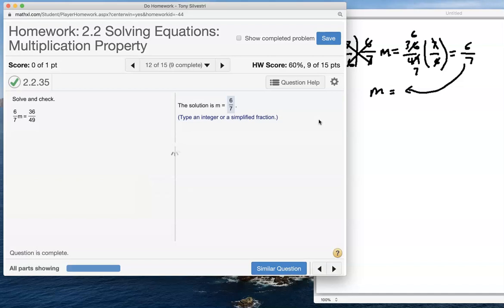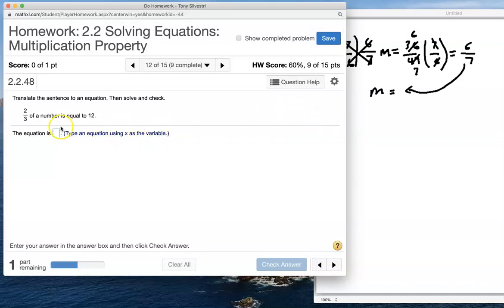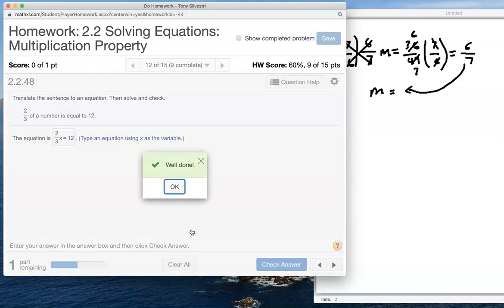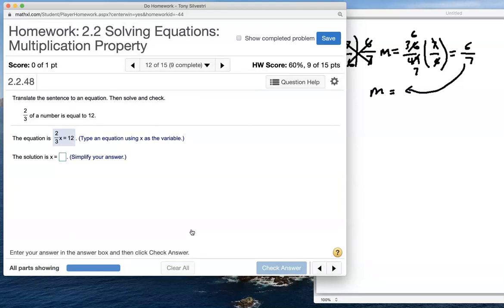Translate to a sentence. Here's what you do. The key words in doing this is the equal sign. Of always means multiply. So 2/3 of x, that's multiply, is equal to 12. Well done. What's x?